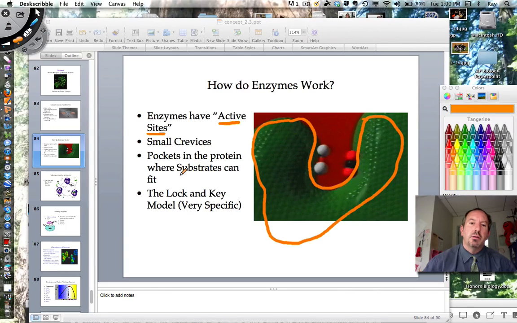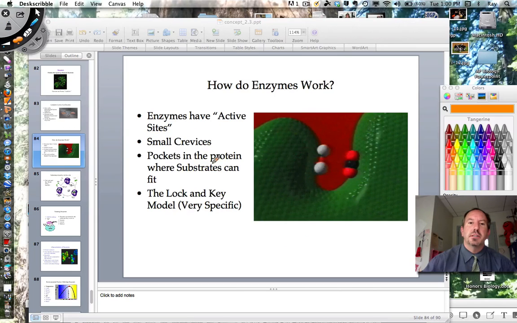Now what are we going to call these? We're going to call the molecules that collide substrates. So the substrates fit into the active site, they collide, and what's interesting about an enzyme, there's many interesting qualities, but they're very, very specific. And it's kind of like a lock and key.